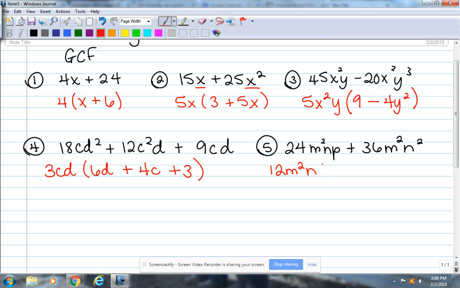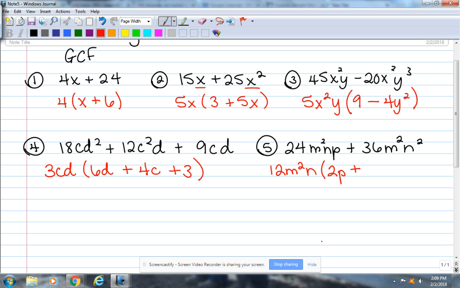Right. Okay. 2. What times 12 is 24? 2. They have M squared, I have M squared, so I'm straight on M's, right? N, same thing. They got 1, I got 1, I'm good with N's, right? 2 times. But I still need a P, right? Yes, ma'am. So I got to put a P right there to make this multiply to get this. You always keep the sign the same.